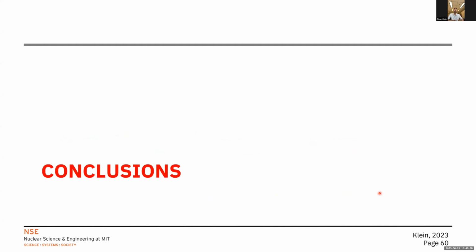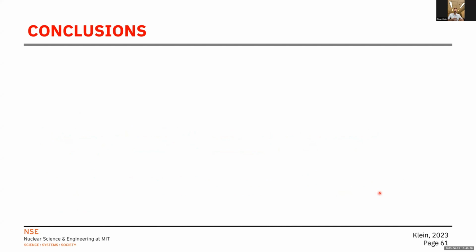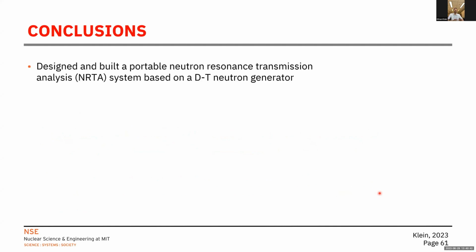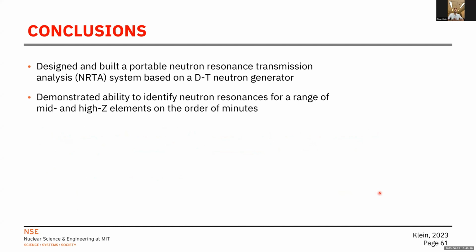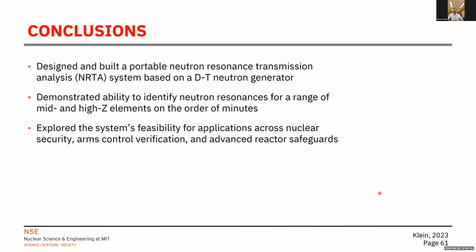So just to conclude, now that we've looked through these few different applications and discussed the entire technique itself, we designed and built an NRTA system based on a portable neutron generator. We demonstrated the ability to identify resonances for a range of different elements: silver, tungsten, indium, uranium, on the order of minutes. We explored the system's feasibility for different applications across the nuclear nonproliferation space.